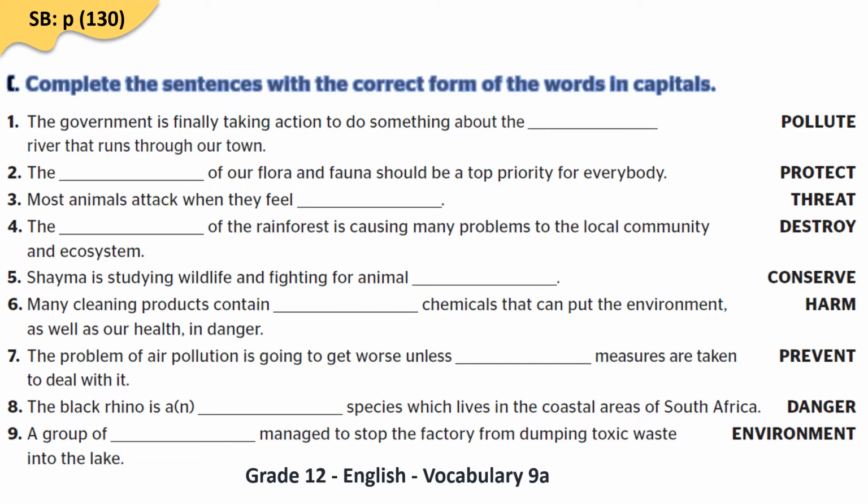Now, after we have learned how to use suffixes to change parts of speech, let's do this exercise on page number 130 in our student's book. Exercise C, complete the sentences with the correct form of the words in capitals. Sentence number 1. The government is finally taking action to do something about the space river that runs through our town. Here we might think that we need a noun after that. But if we look after the space, we would find the word river, so we will need an adjective for this place. So we will use the word polluted, the polluted river that runs through our town.